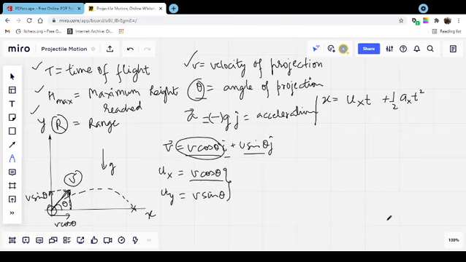So as you can see, we are quite used to writing the equation x is equal to ut plus half a_x t square. So when we are studying the motion of a body in 2 dimensions, we can simply put x under the symbol of initial velocity and acceleration. We can put simply x over here under initial velocity, and we can put an x under acceleration.